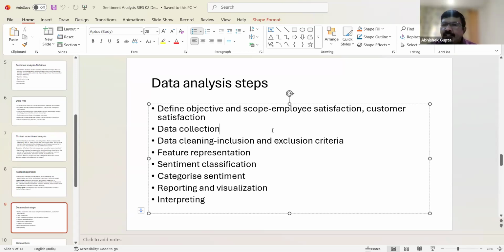Okay. So in data cleaning, what do we do? In data cleaning, we try to exclude all the information that Google Form has captured. For example, you need to exclude the name, and you need to exclude the time when the data was collected. If any other information the person has given, you should include it.